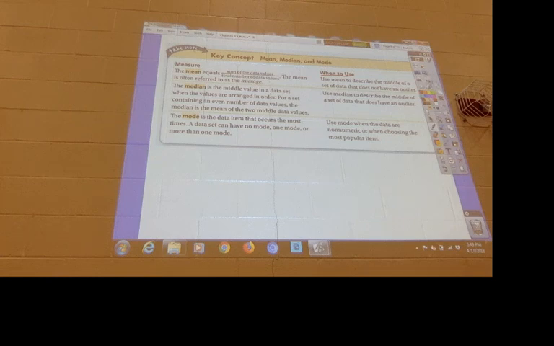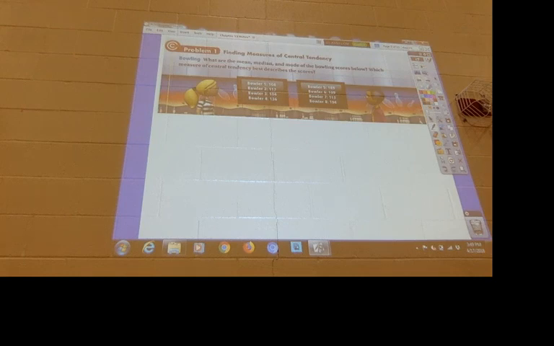Okay, moving on. To refresh our memory on all of this, we have some bowling scores, and we need to find the mean, median, and mode. I want to list the scores in order from least to greatest. My smallest is 104. What's after 104? 109.